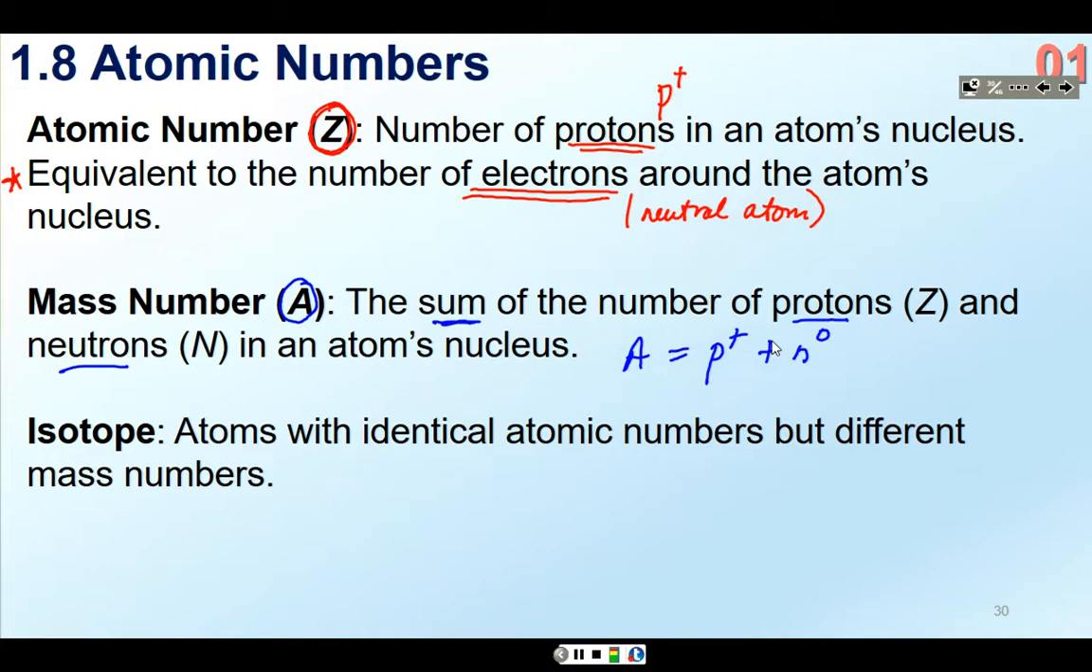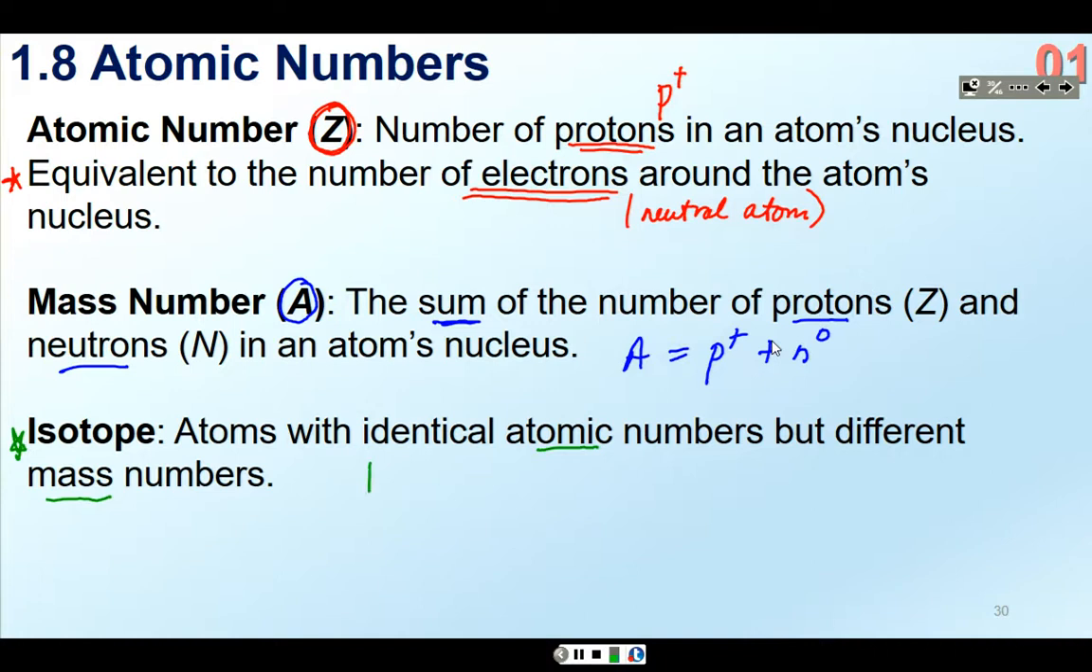Now, sometimes you'll look at different atoms, and they're going to be identical with atomic numbers, but different in mass numbers. And those atoms are described as isotopes. And we're going to look at examples of those kinds of things. So you can have more than one form of an atom, and you will call them isotopes.